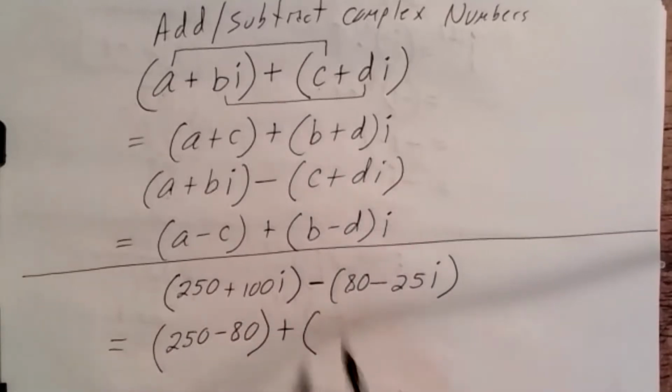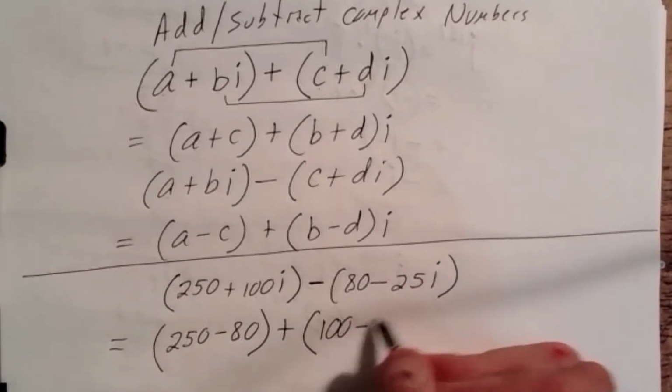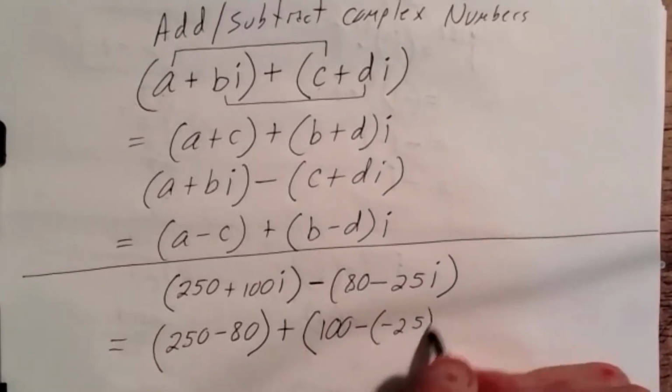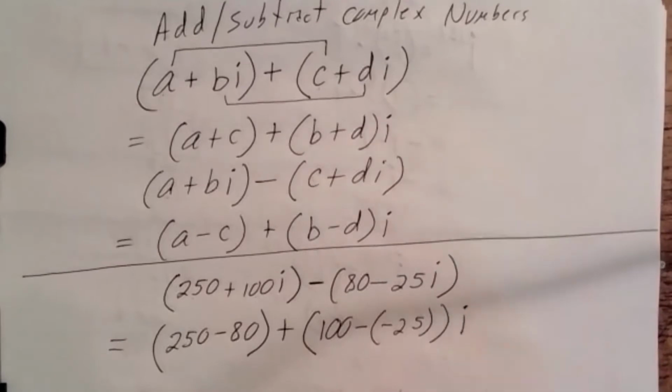Plus, and then we subtract the imaginary parts. 100i subtracts a negative 25i, specifically 100 minus a negative 25. And that'll be your i there, okay?